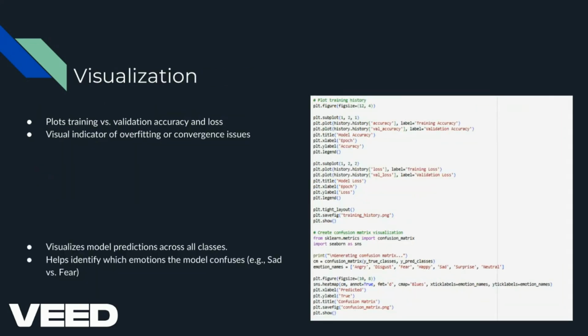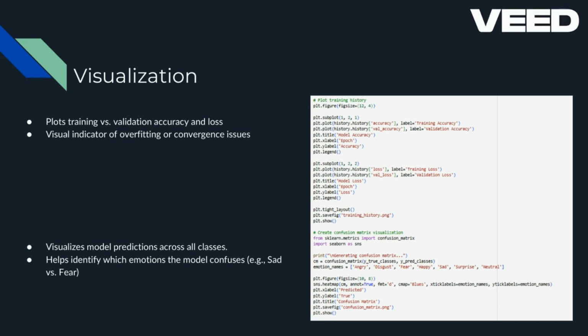So in this step, we visualize the training and validation accuracy and loss over epochs to monitor how well the model learns. If there's a big gap between the training and validation curves, it may signal overfitting. We also generate a confusion matrix using Seaborn to analyze the model predictions across emotions.